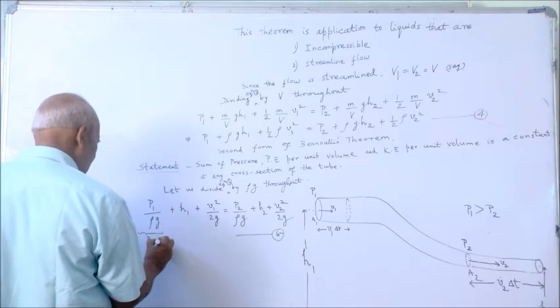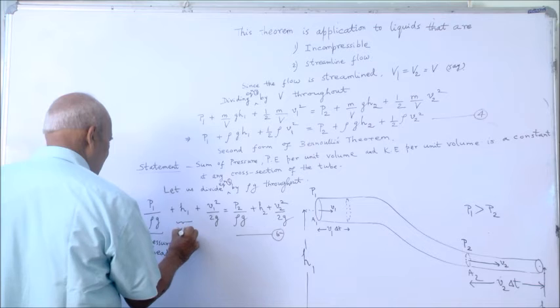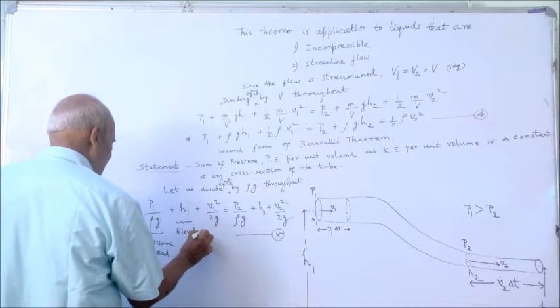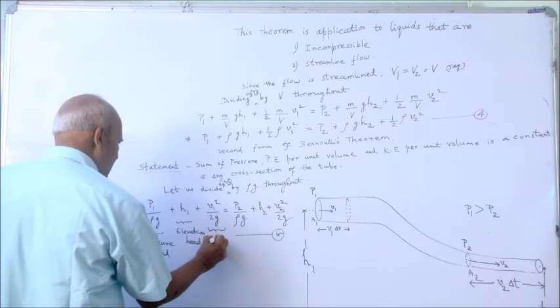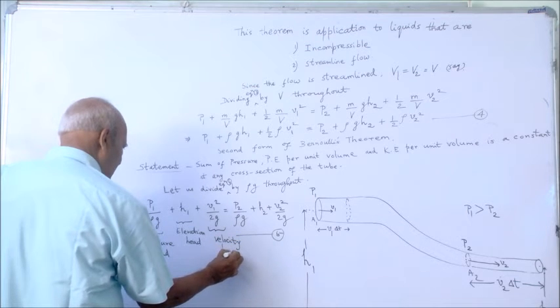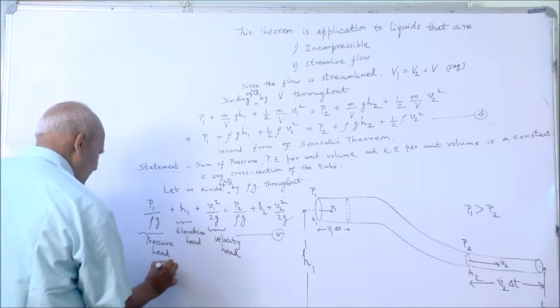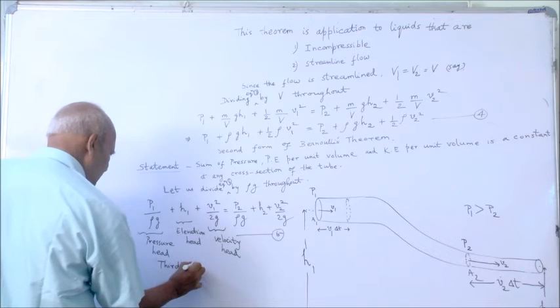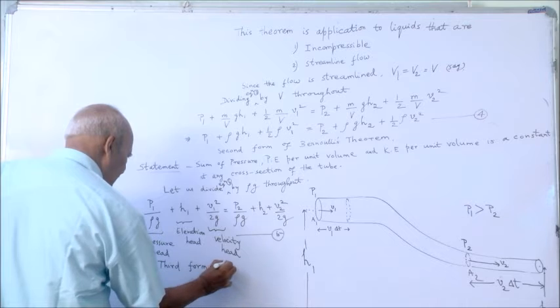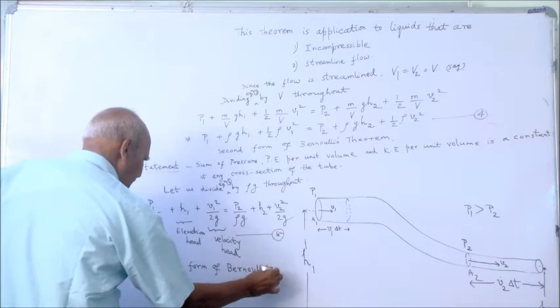pressure head. This is called elevation head, and this is called velocity head. So, this is the third form of Bernoulli's theorem.